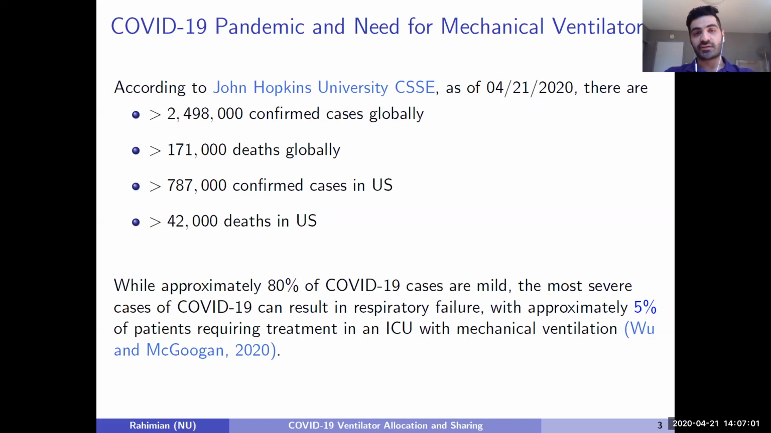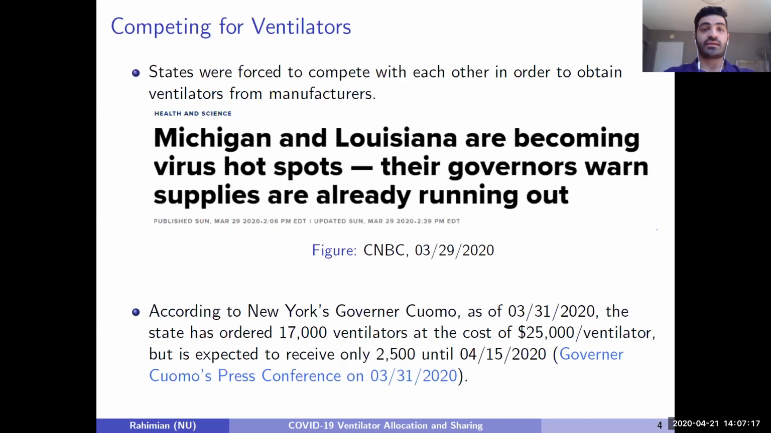So the capability of governments, states and countries to bring down the death toll really depends on how much mechanical ventilation they have in their supply. However, this resource is very limited. There has been news as of late March that the states are competing with each other in order to obtain ventilators from manufacturers.